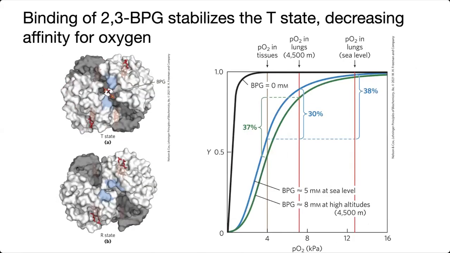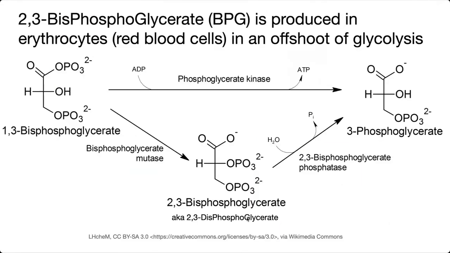So let's now think about what would happen if we had more or less 2,3-BPG. So 2,3-BPG, what is it, first of all? Well, 2,3-BPG is 2,3-bisphosphoglycerate, sometimes called DPG. And it's basically a mutated version of one of the intermediates of glycolysis.